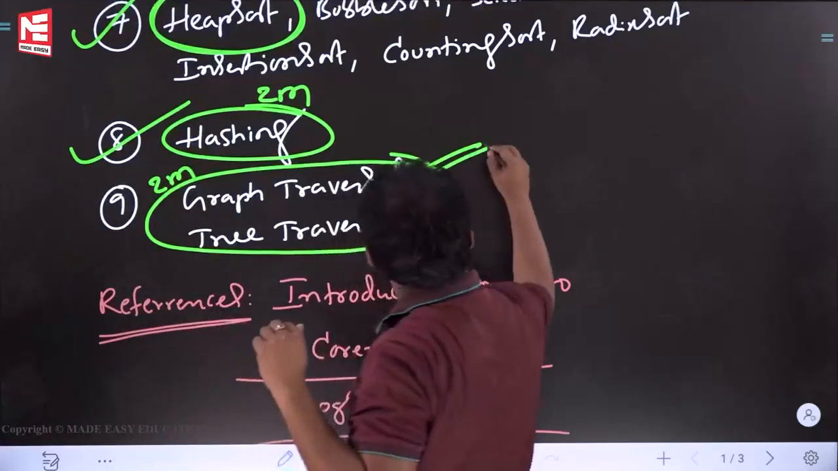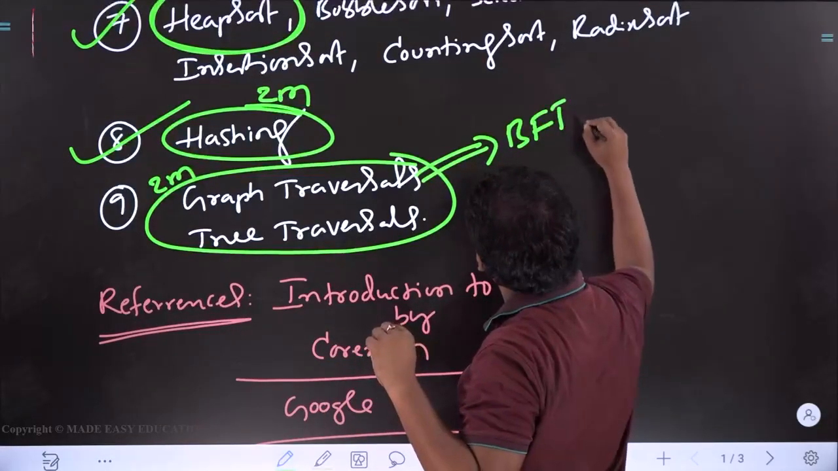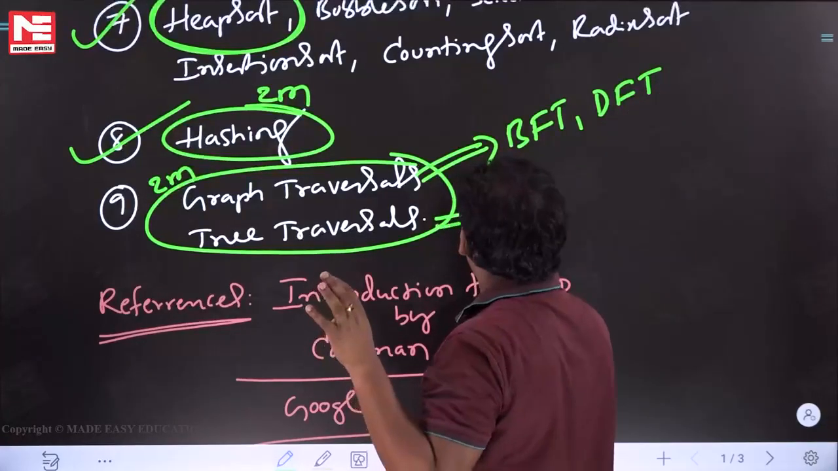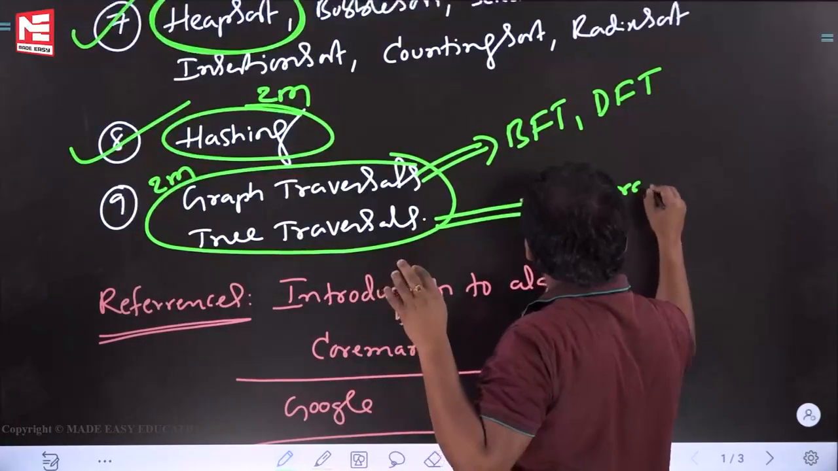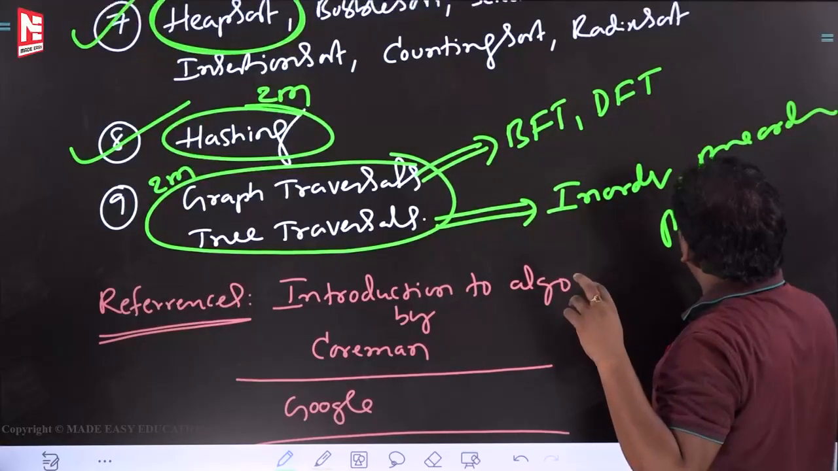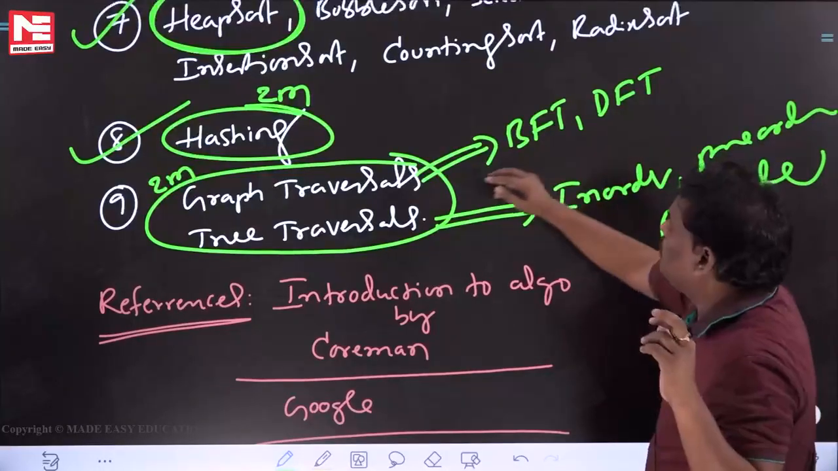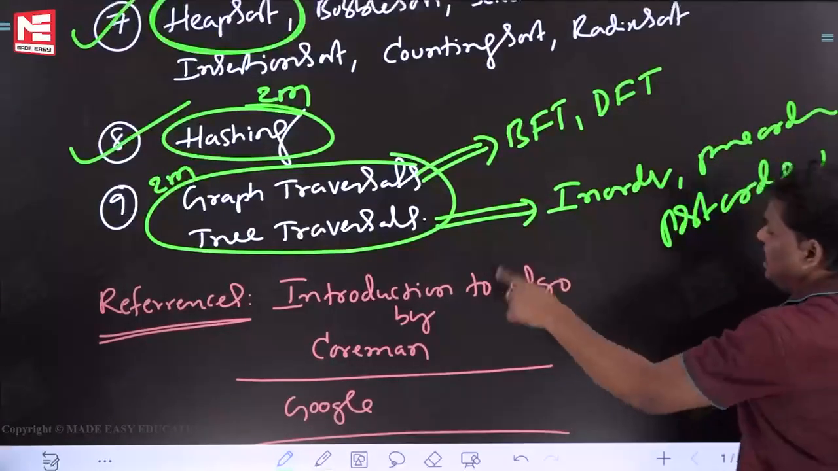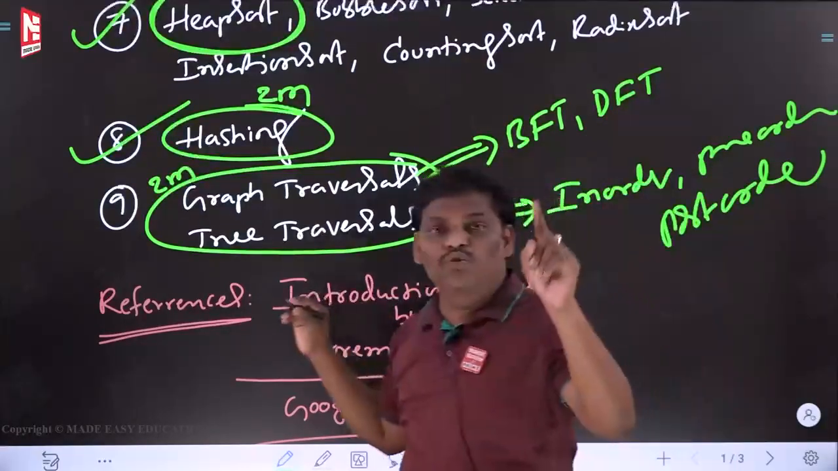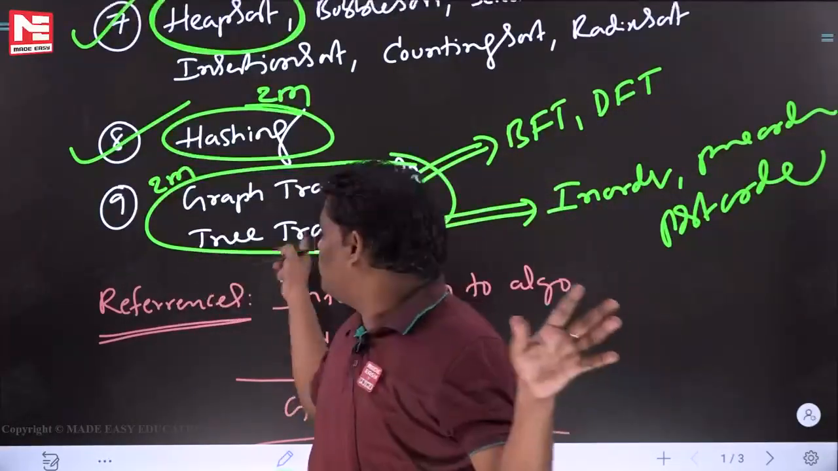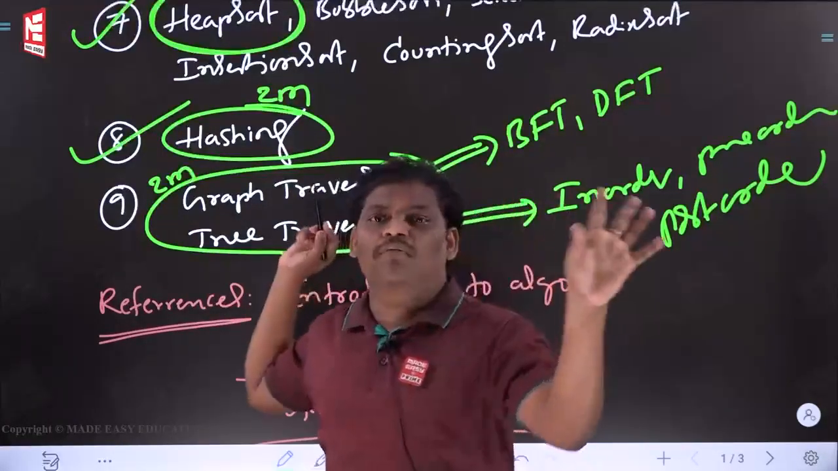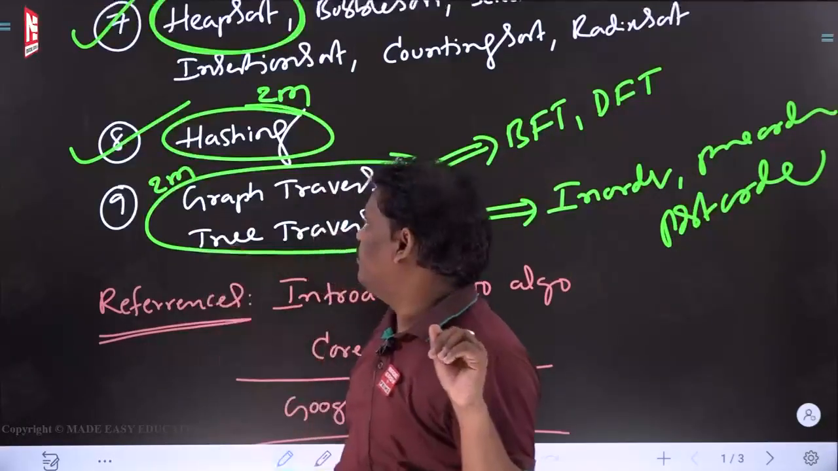What are the graph traversals? You know very well, BFT, DFT. What are the tree traversals? In-order, pre-order, post-order. Graph traversals are BFT, DFT. Tree traversals are in-order, pre-order, post-order. Totally 5. Out of these 5 things in the 9th chapter, definitely 1 will come. Minimum 2 marks will come.